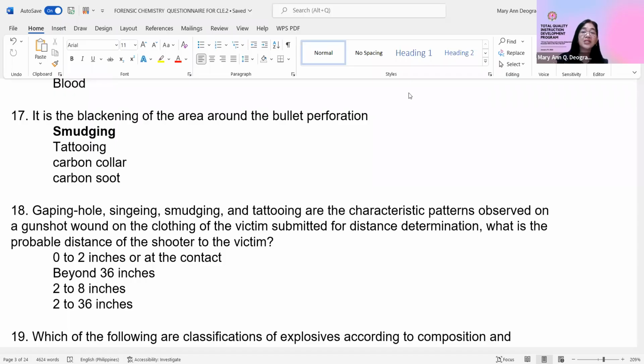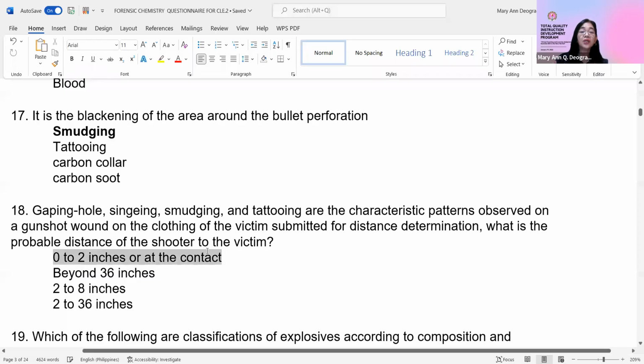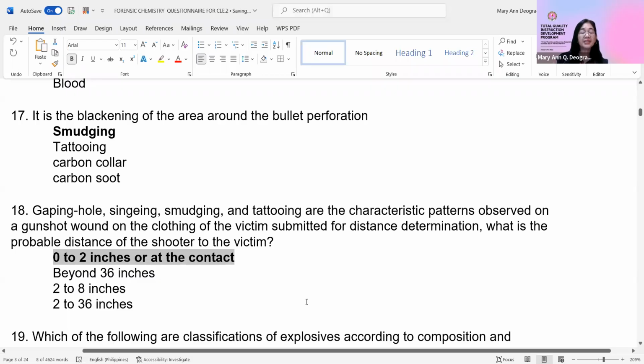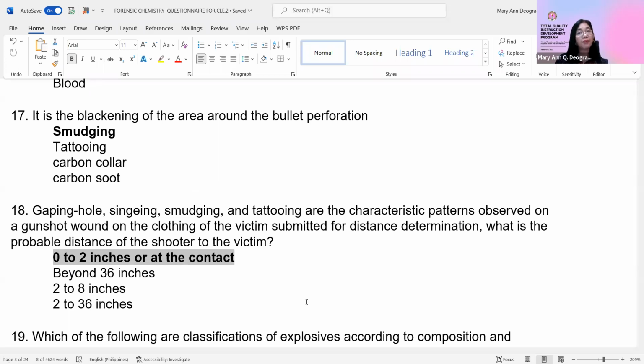So contact shot yan. So kung ang distance natin is from 0 to 2, all those characteristic patterns are being observed. So lahat yan. Those are the possible characteristic patterns that we can observe at contact shot. Now, most of that, pag mga suicide cases, ganyan. Okay, so beyond 36, walang characteristic patterns yan, or at tattooing are seldom present. Malinis na yung gunshot wound pag beyond 36.